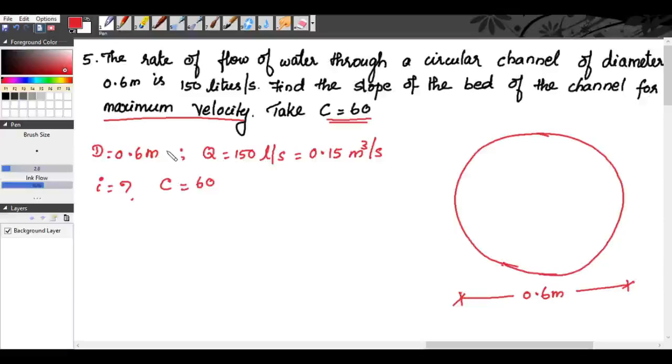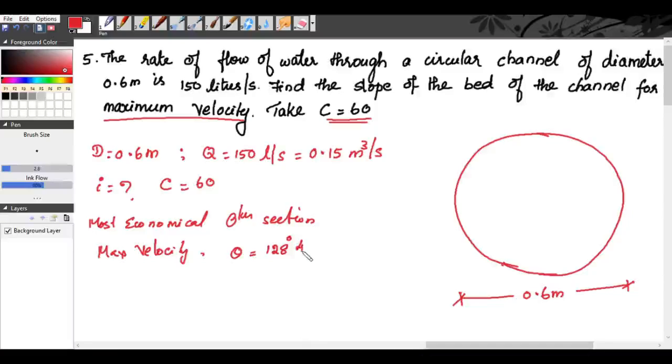So we know the conditions for maximum velocity. We have already studied in the previous class. For the most economical circular section, we will write the conditions for maximum velocity. For the most economical circular section, the condition for maximum velocity is theta is equal to 128 degrees 45 minutes.